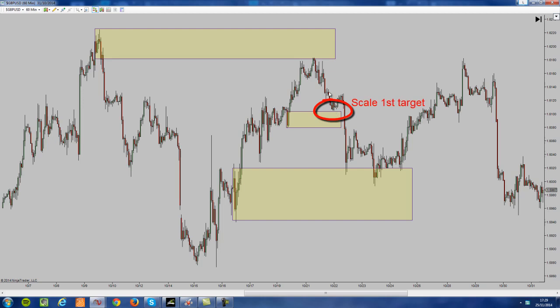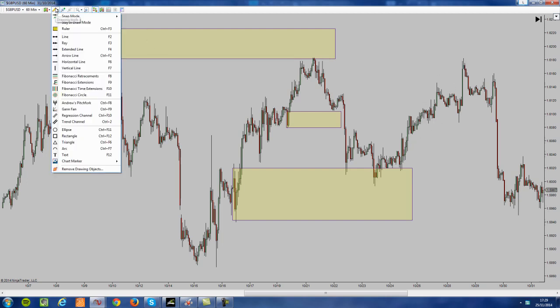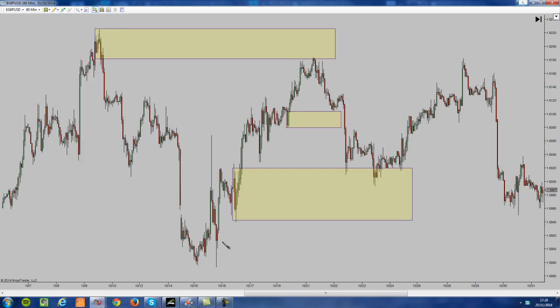So if you were to scale, say, 50% of your trade at this point, you've then paid for your stop loss, which would be over here. You can then use that to finance the rest of the trade without moving your stop loss. So it doesn't really matter if price continues all the way up here. And you could then target a demand zone that's lower down. So there's one over here.